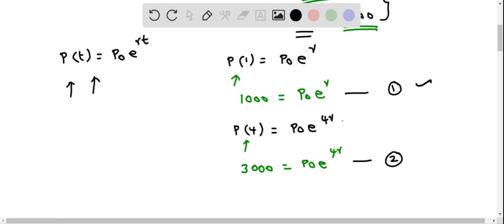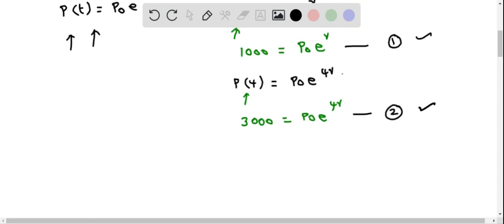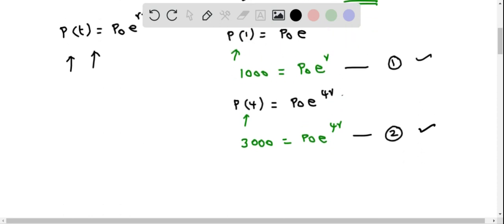Now using these two equations, which involve P naught and R, we can determine the values of P naught and R. For that, I'm going to take equation 2 and divide by equation 1. This means we divide the left side by the left side of equation 1, and the right sides have to be divided correspondingly. In equation 2, the left side is 3000, and the left side in equation 1 is 1000.